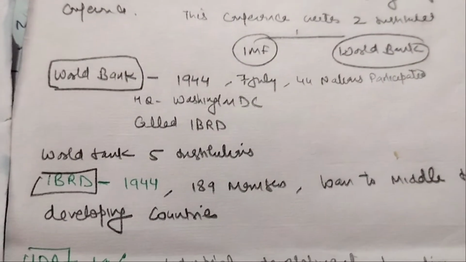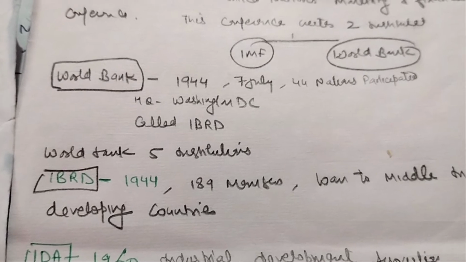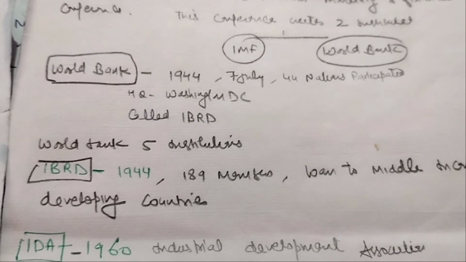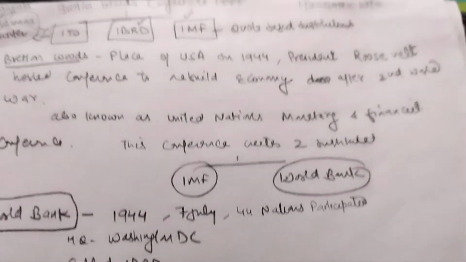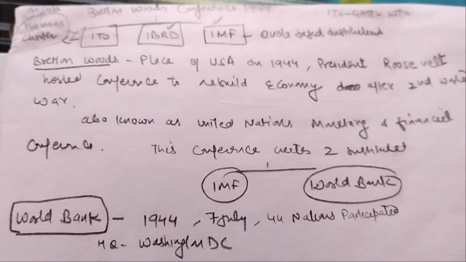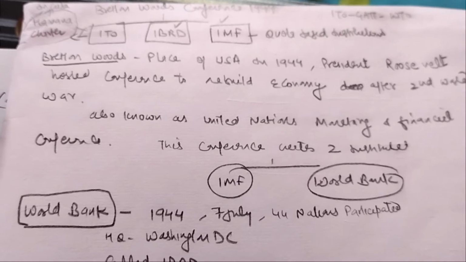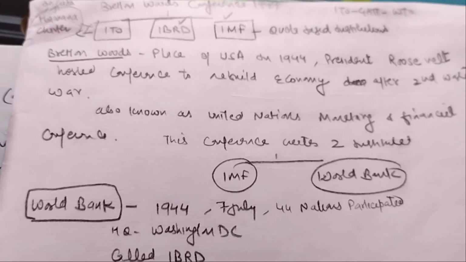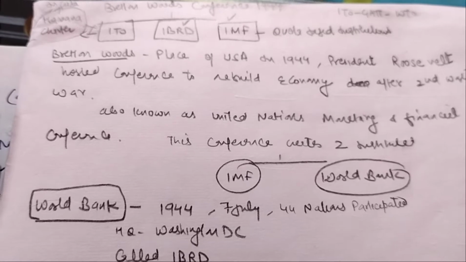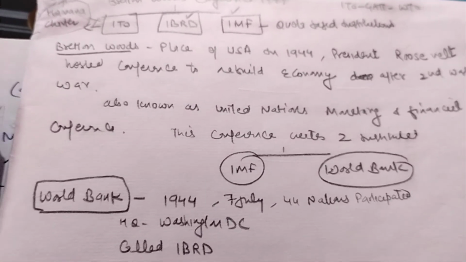And the World Bank is also called the IBRD. Its headquarters is in Washington DC, and it came into existence on 7th July 1944 with 44 nations participating. Fine. And one more thing, the IMF, the International Monetary Fund, is another institution that was set up in the Bretton Woods Conference. The IMF helps to improve the balance of payments, and it is a quota based institution.